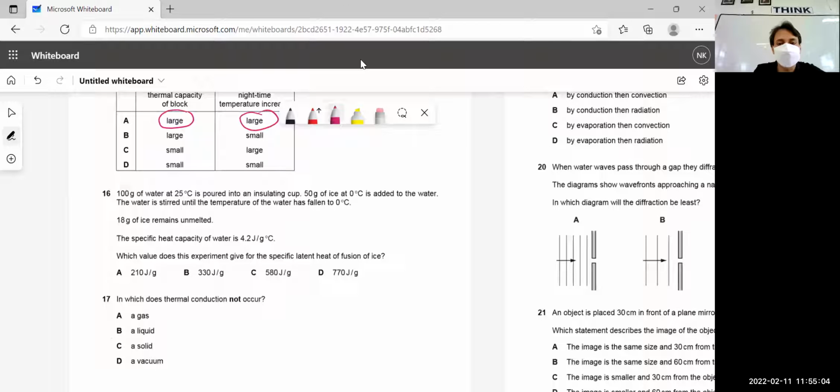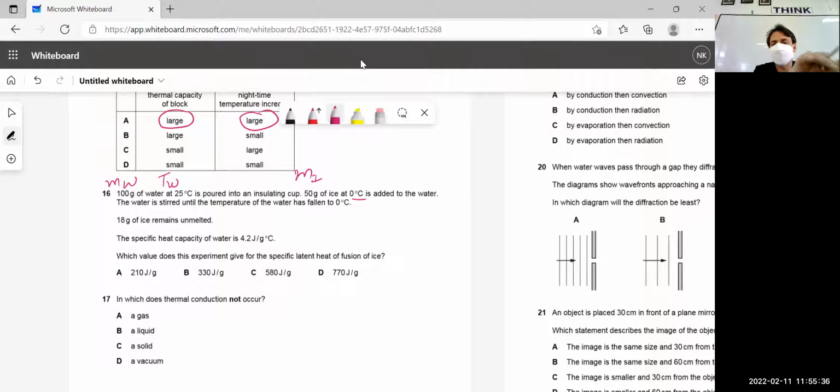Question number 16. 100 gram of water at 25 degrees Celsius is poured into an insulating cup. We have 100 gram, the mass of water. Initial temperature of water, TW, is 25 degrees Celsius. We have the initial amount of ice, Mi, which is 50 gram, and the initial temperature of ice, theta, is 0 degrees Celsius.